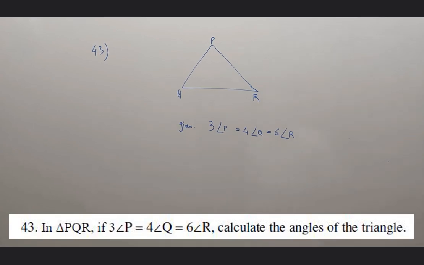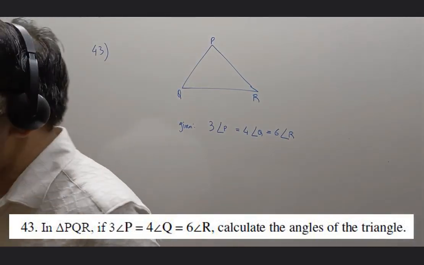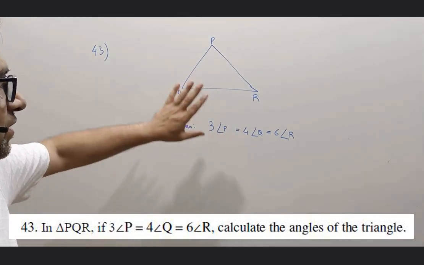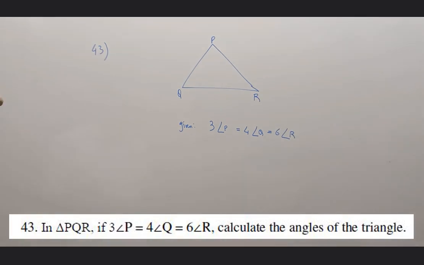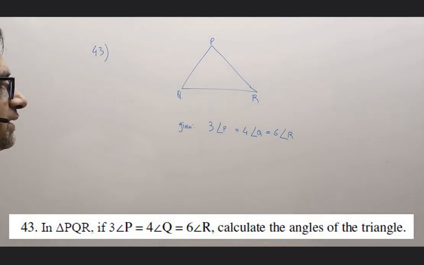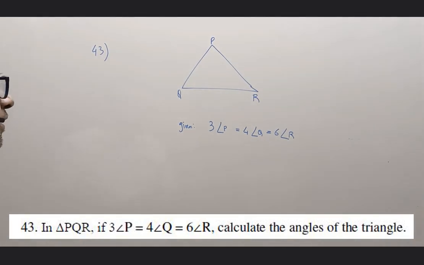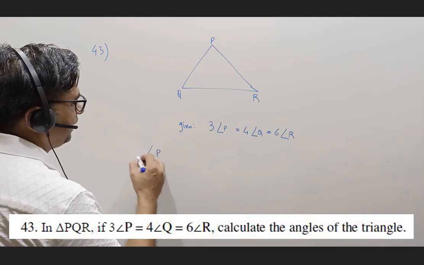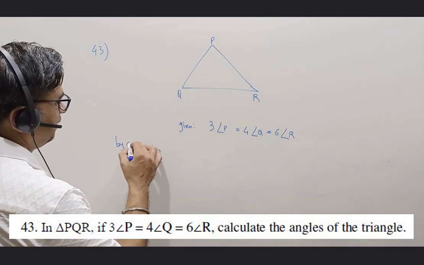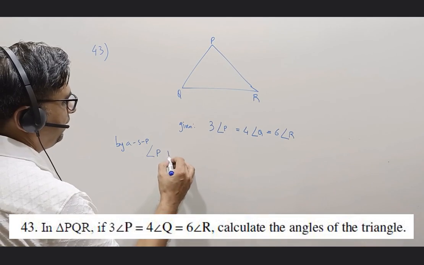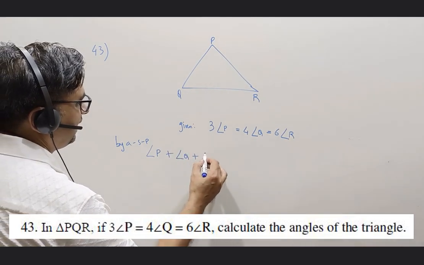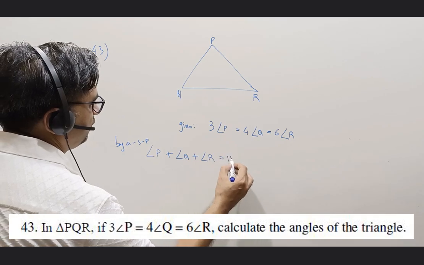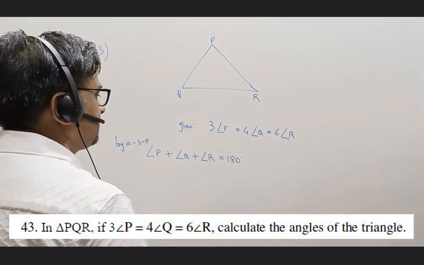So in this question, we have a triangle where the measures are given in these terms. Thrice of angle P is 4 times angle Q, and that's equal to 6 times angle R. So we have got to find the measures. Now we know that angle P plus angle Q plus angle R is equal to 180 degrees. This is known by the angle sum property.